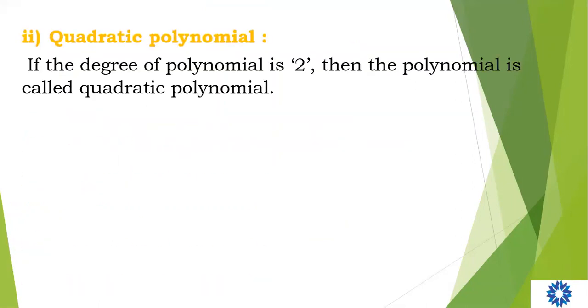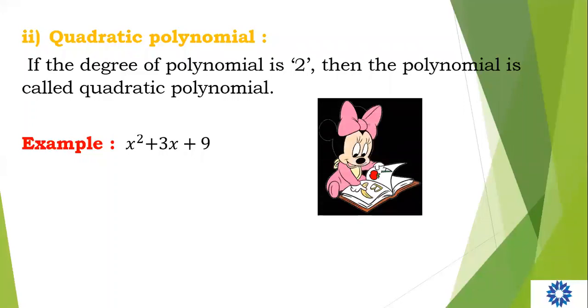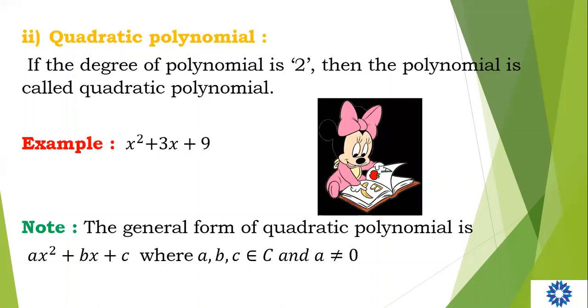Quadratic polynomial. If the degree of the polynomial is 2, it is a quadratic polynomial. If you observe, power is 2, degree is 2. That's why it is a quadratic polynomial. Don't think about terms. The general form is ax square plus bx plus c.